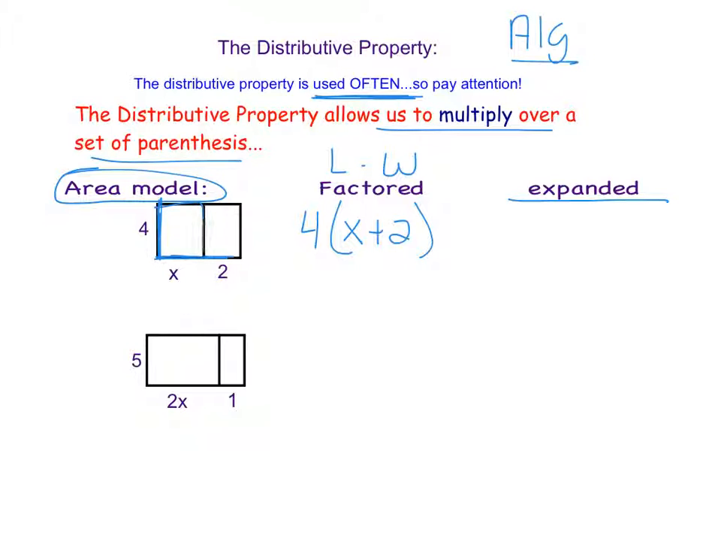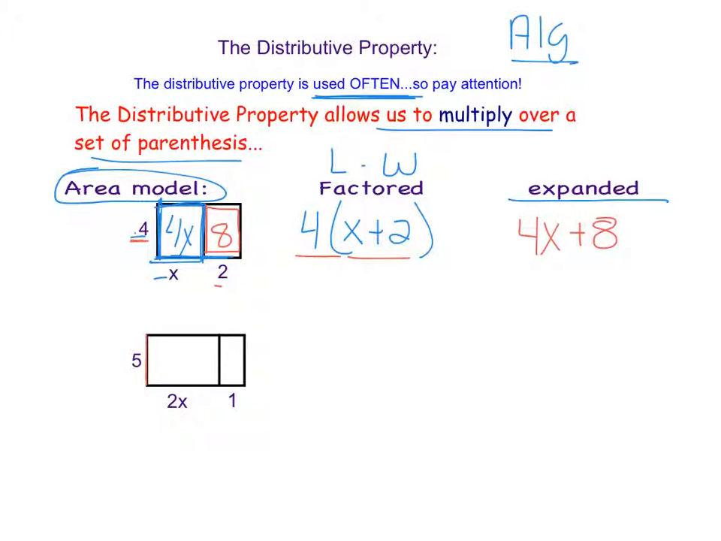So let's find the area of this rectangle first. 4 times x, so the length times the width is 4x. And then let's find the area of this. 4 times 2 is 8. So this shows us that the length times the width also equals the total area of 4x plus 8. And this is a visual way of showing the distributive property.